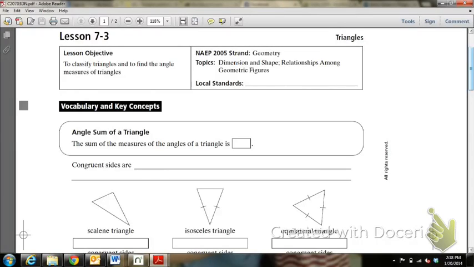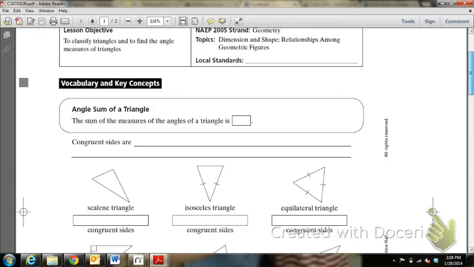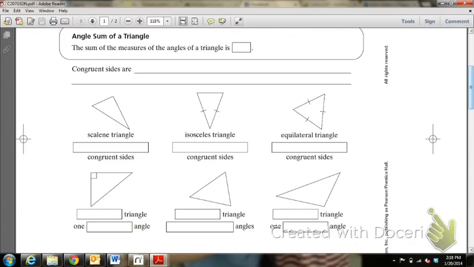And continuing with our geometry chapter here, in 7.3 we're going to talk about triangles. So really the most important thing for you to remember is that the sum, or when you add all the measures of the angles in a triangle, you're always going to get 180 degrees. Okay? That is super, super important.